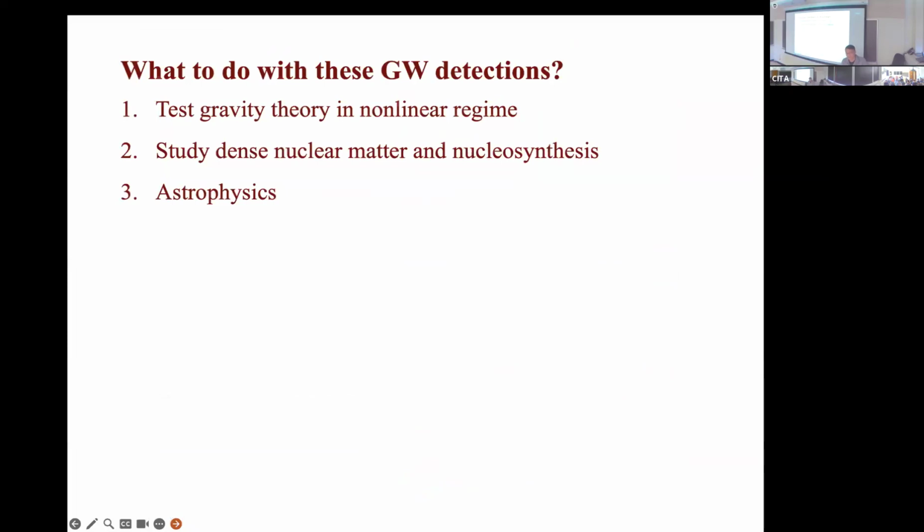And finally, you can do astrophysics, by which I mean you can try to understand where these merging black holes come from. Where do these black hole binaries come from? So that's what I want to focus on in this talk.